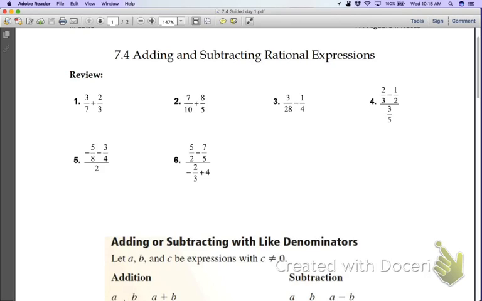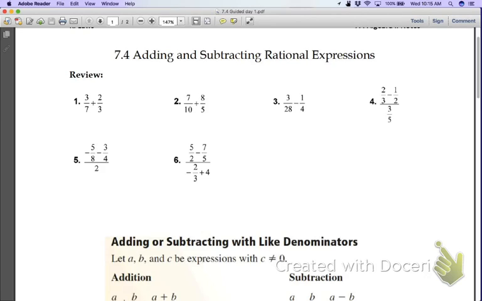Okay? I will tell you that, to be perfectly honest with you, adding and subtracting, whenever you have like denominators, that is not going to be any sort of issue. It's going to be whenever we have unlike denominators. Okay, so it's still the same setup, just like it would have been if you would have dealt with regular fractions.